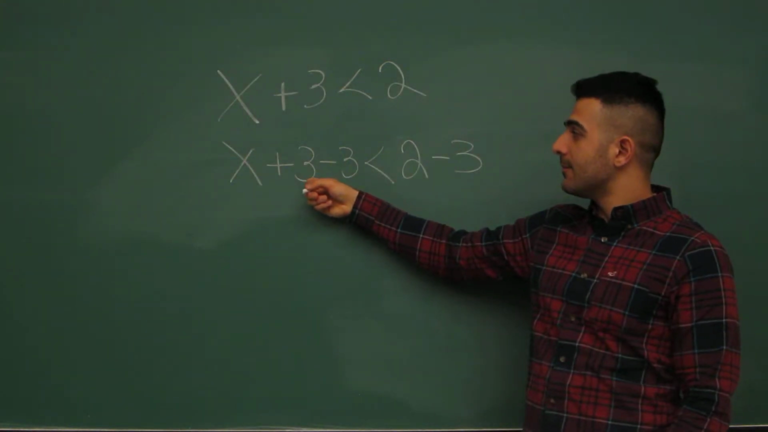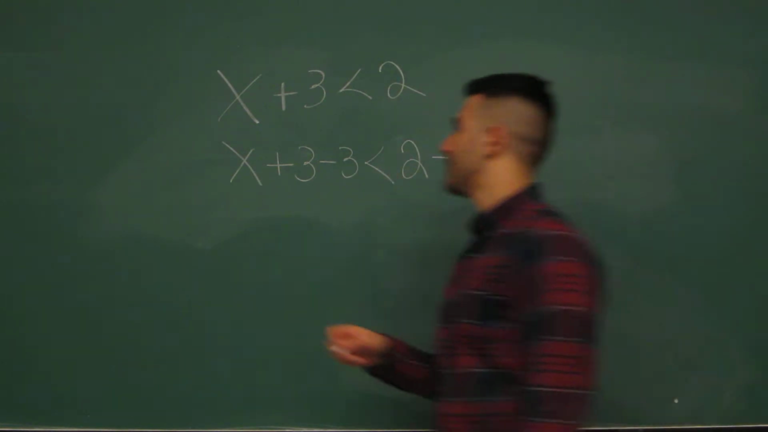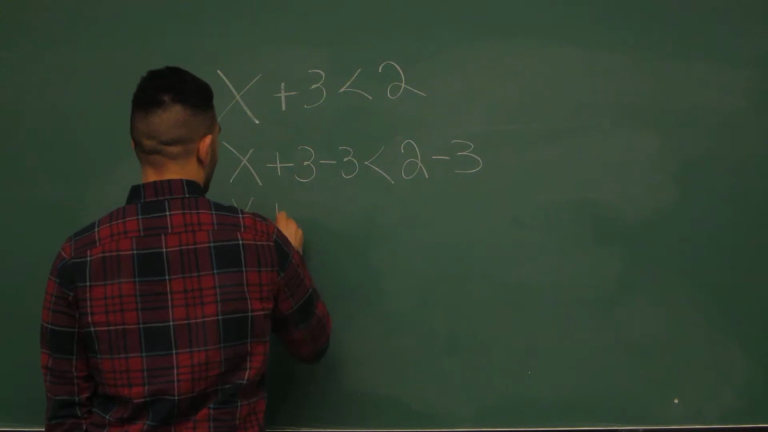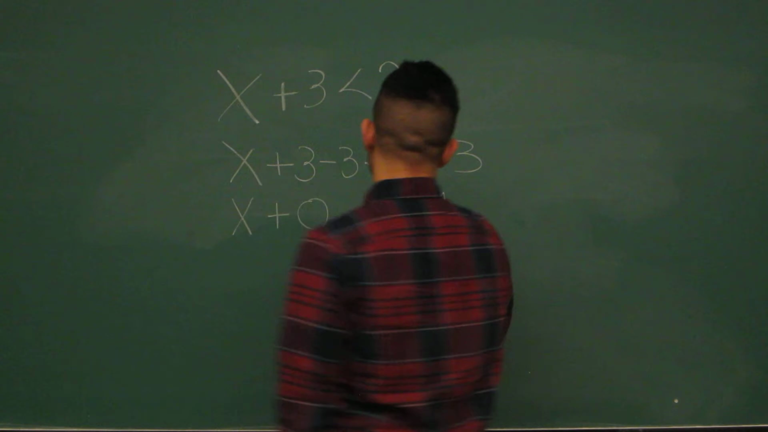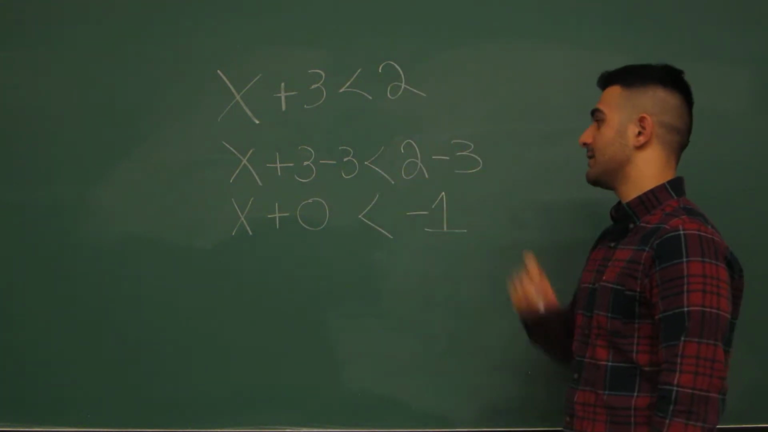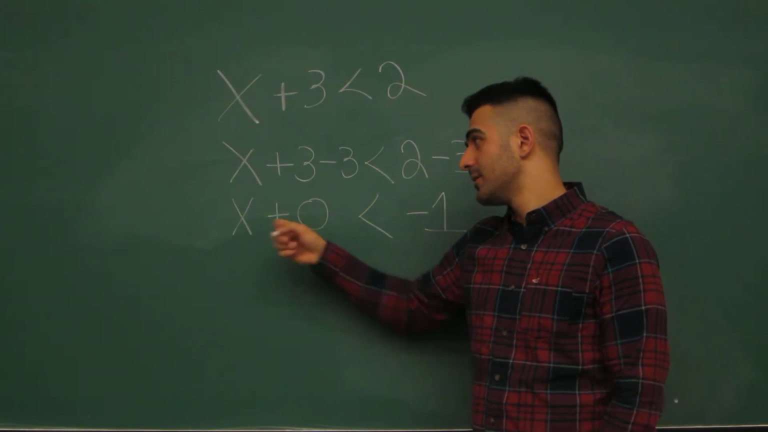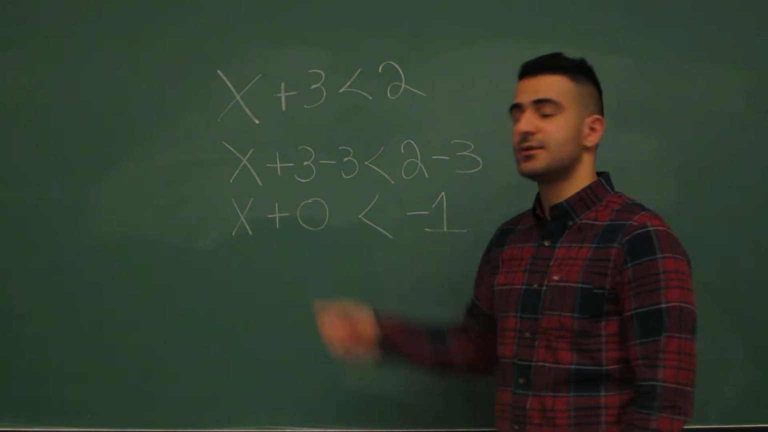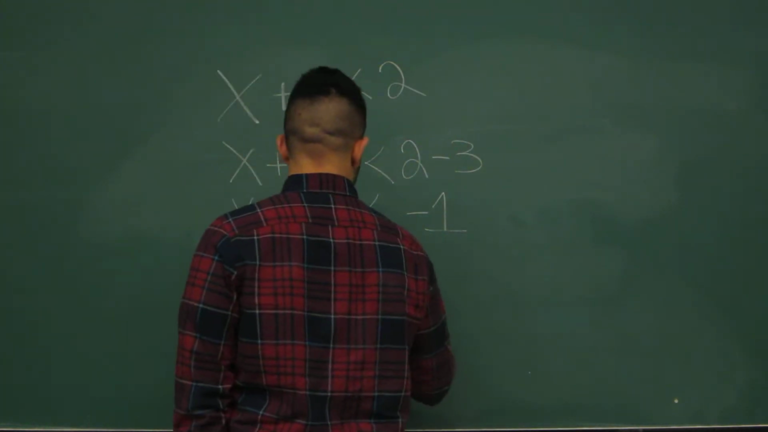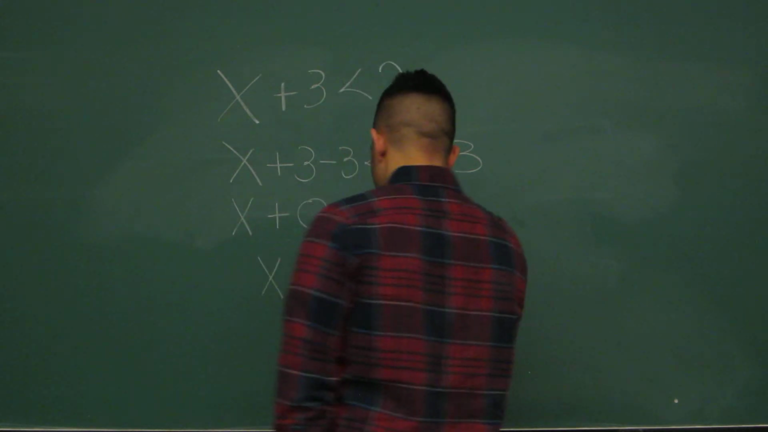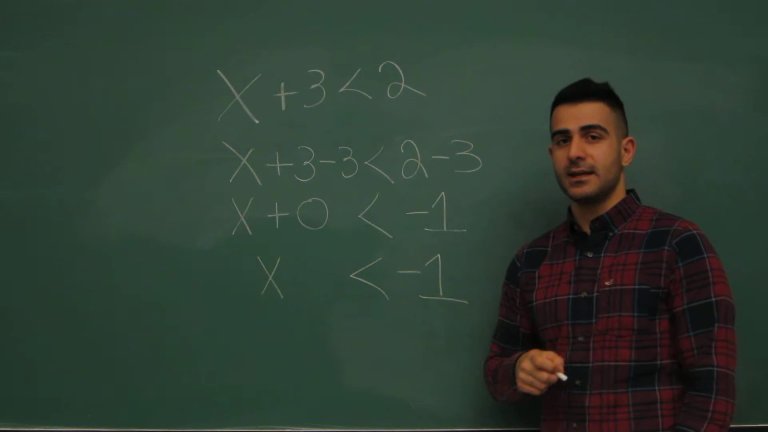Now we know that any number subtracted from itself is always 0. Two minus 3 is equal to -1. And we know that any number plus 0 is always that same number. Adding 0 does not change what that number is. Finally, we see that x is less than -1.